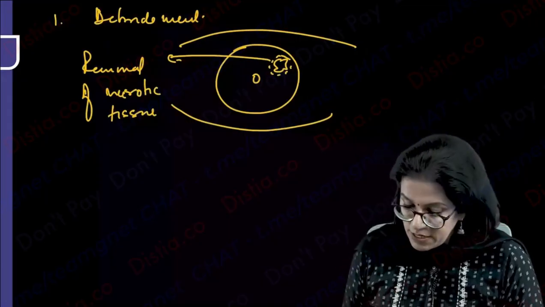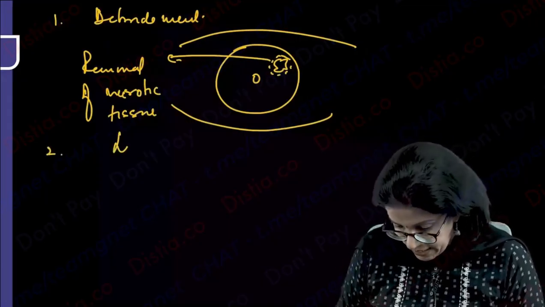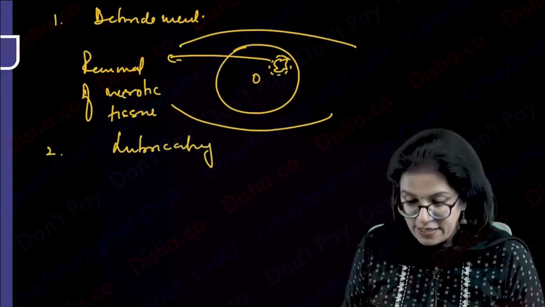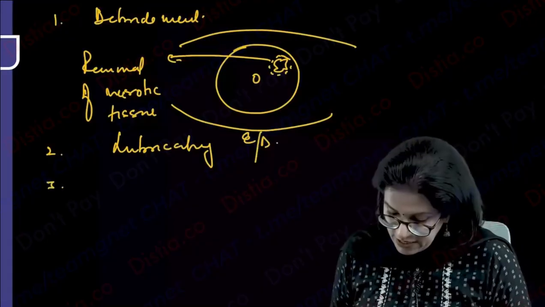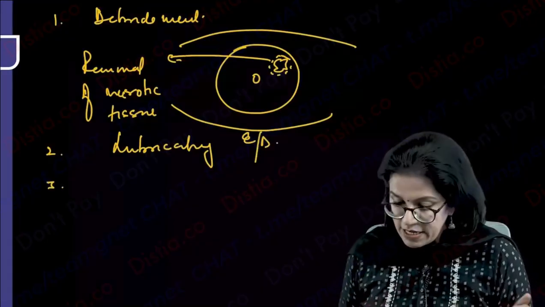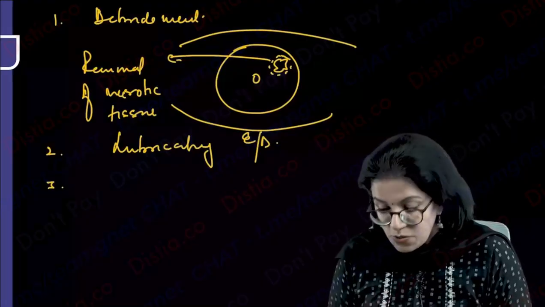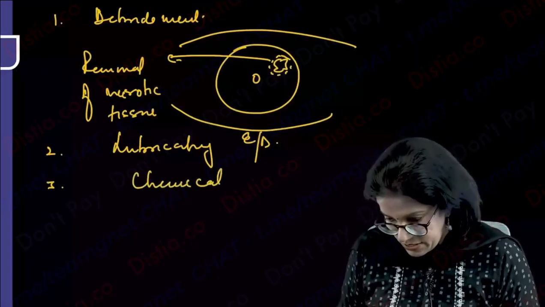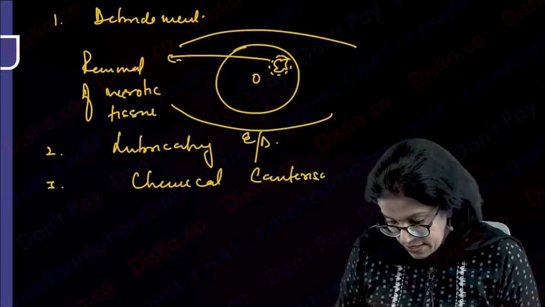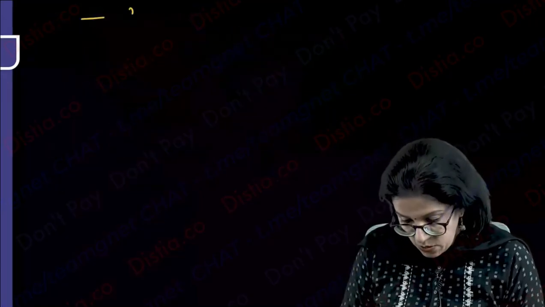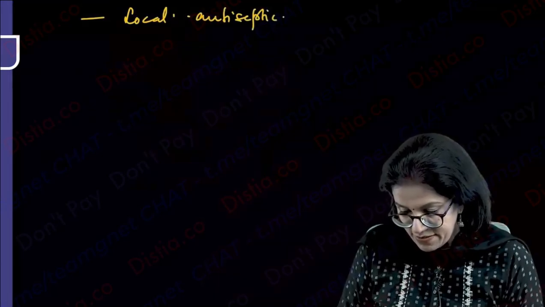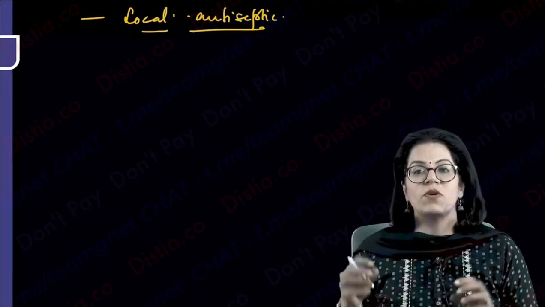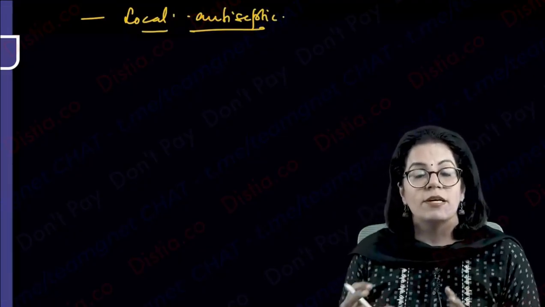Then, of course, what will help is lubricating eye drops. What else can you do to help the healing of the ulcer? Chemical cauterization. What is chemical cauterization doing here? It is acting as a local antiseptic to curtail infection. Which chemical can I give? It acts as a local antiseptic. That is the role of locally doing the chemical cauterization.